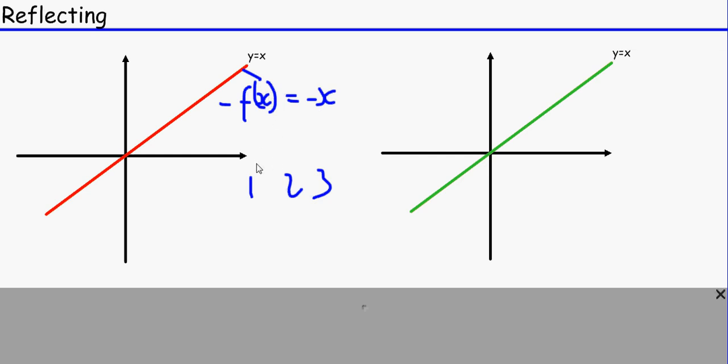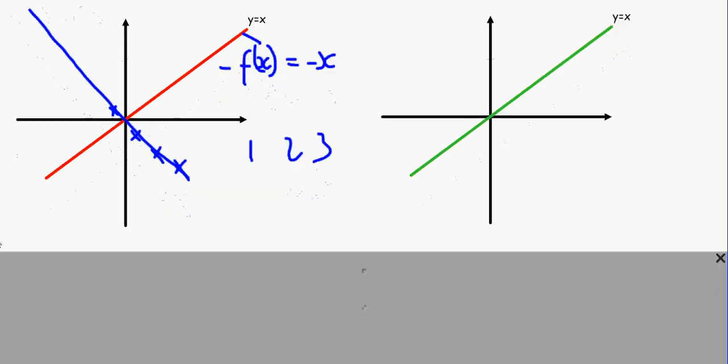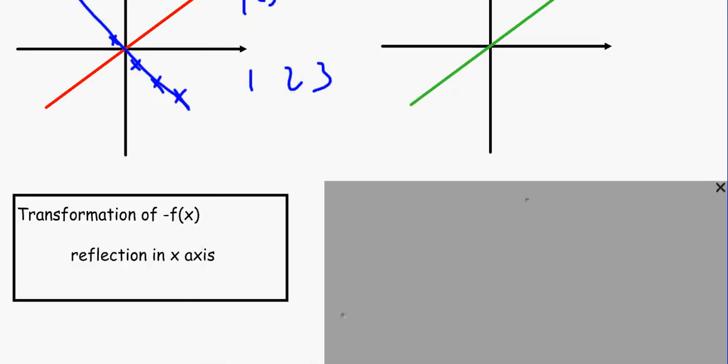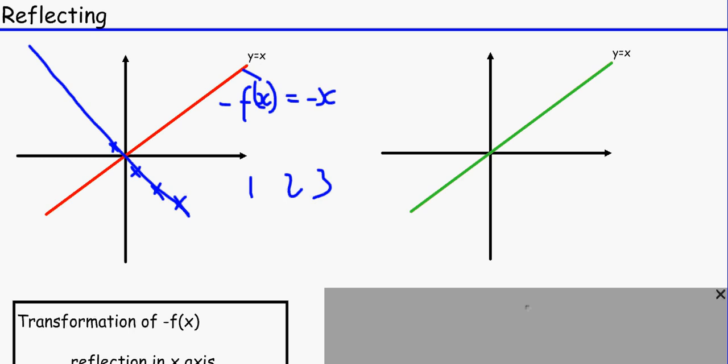So if x equaled 1, minus f of x will equal minus 1, and it would go like that: minus 1, minus 2, sorry, my bad, minus 1, minus 2, minus 3. So it would look like this, okay? It would look like a big X. So that's if we want to reflect it in the x-axis. If you have a mirror and you put the mirror on the x-axis, you would actually see that it's reflected, okay?